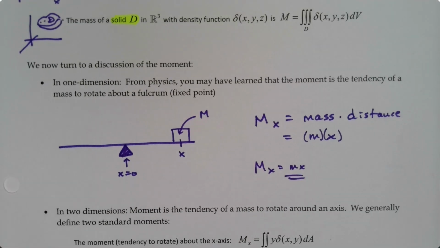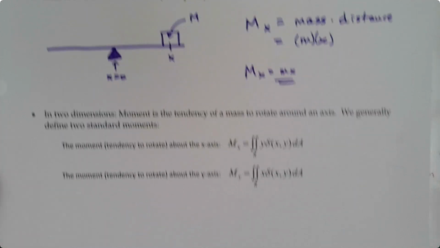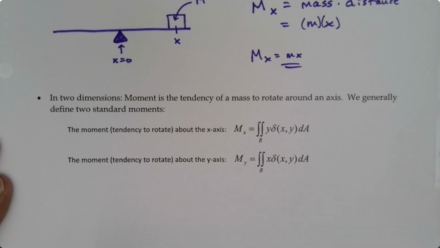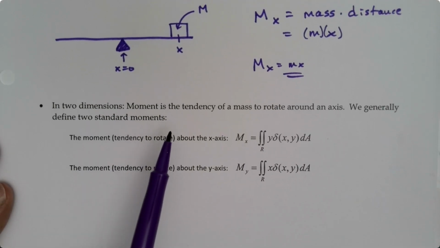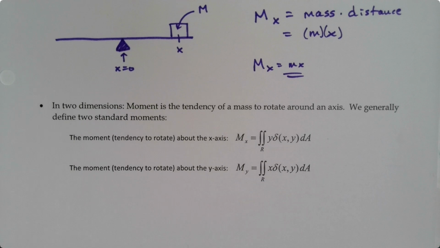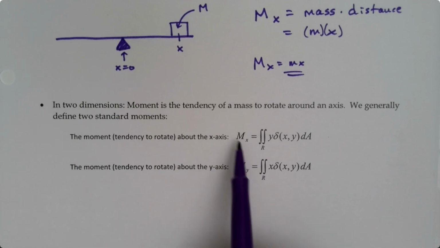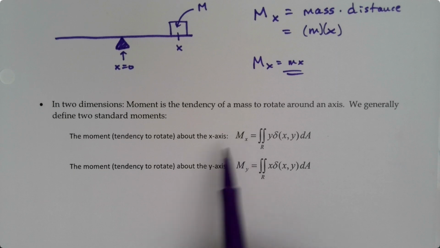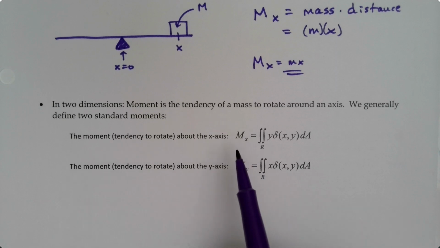Now in two dimensions, it's going to get trickier. One dimension moments are easy, but in two dimensions, the moment is the tendency of the mass to rotate around an axis. We generally have two standard moments. You have your moment in your x direction, which is the tendency for it to rotate around the x-axis. Then you have your moment in your y dimension, your tendency to rotate around the y-axis.